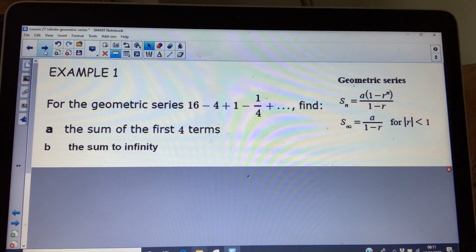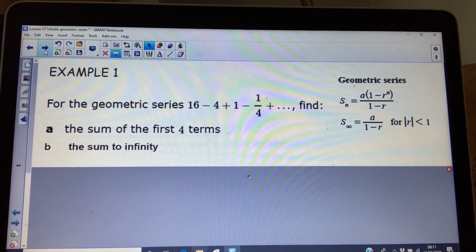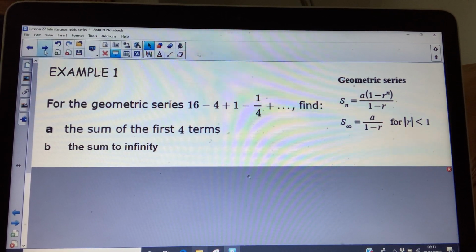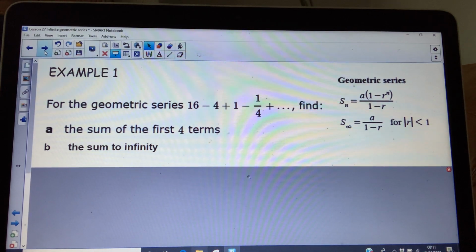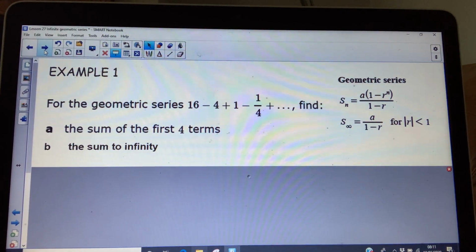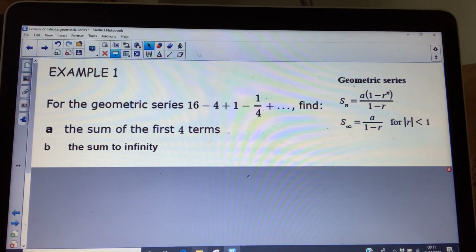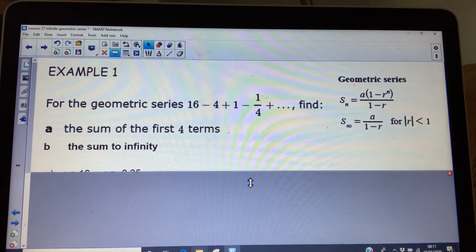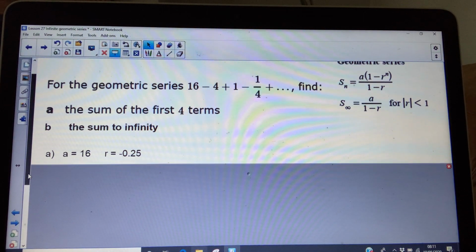Right, I think this is quite an interesting question, because would it be quicker literally to just go 16, take away 4, add 1, take away a quarter? So you could do that because you can literally see your first 4 terms. Obviously, I'm gonna use the formula because we're still learning that, I suppose. But you don't have to use the formula for this first one.